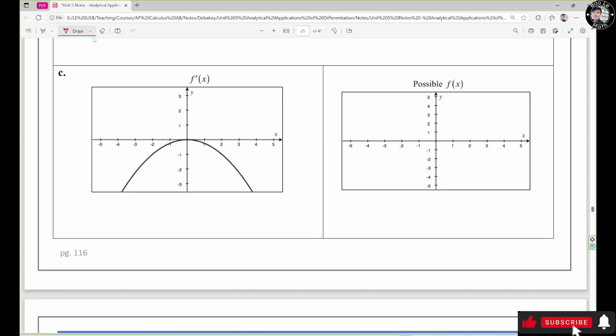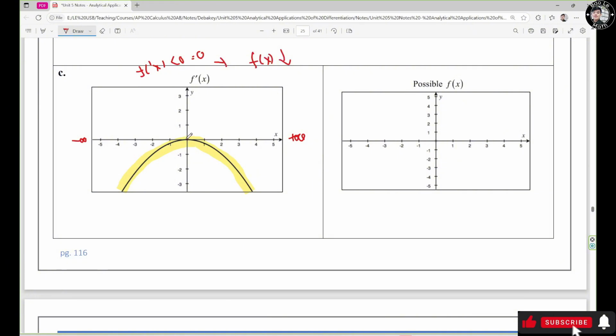Now let's move on to question C. Alright, so we observe that the function f prime of s is always below the axis, right? It tells us that f prime of s is always less than or equal to 0, right? On the interval negative infinity to positive infinity, right? And then it tells us that the function f of s is always decreasing, right?